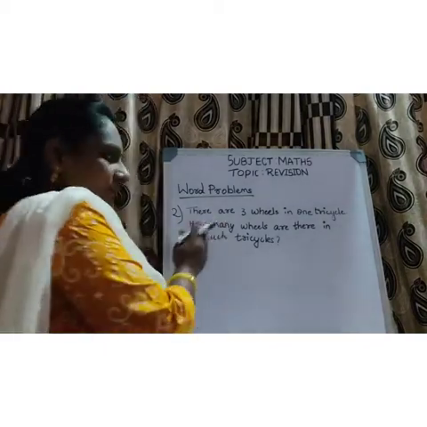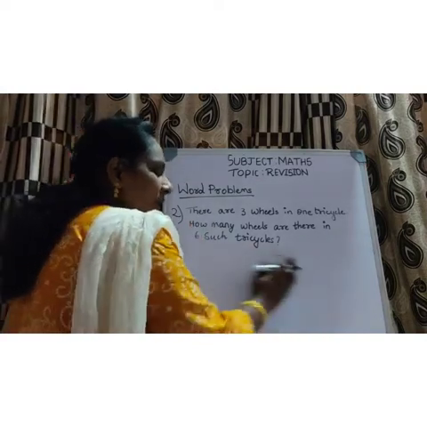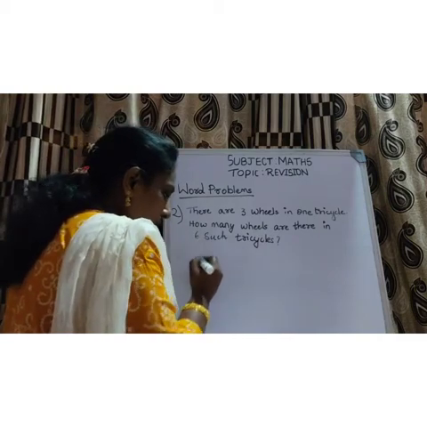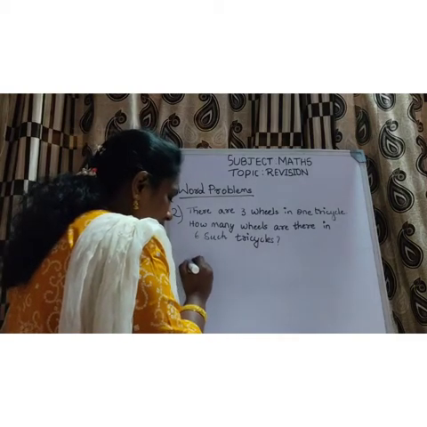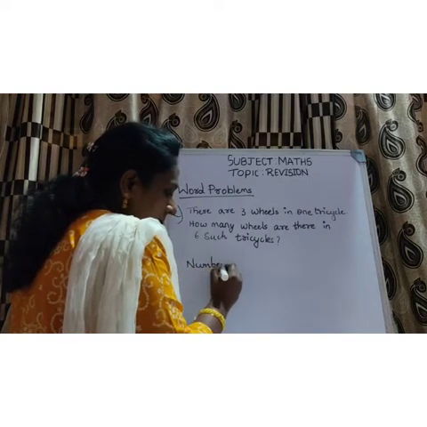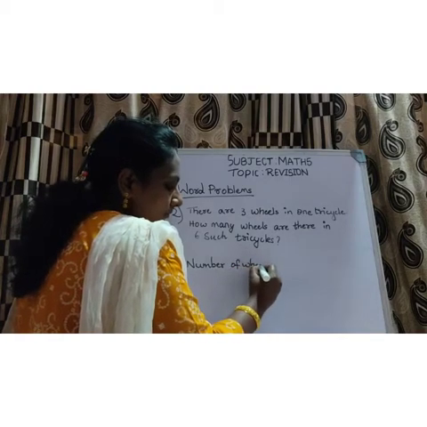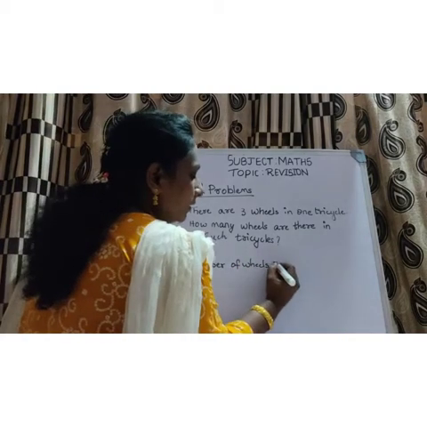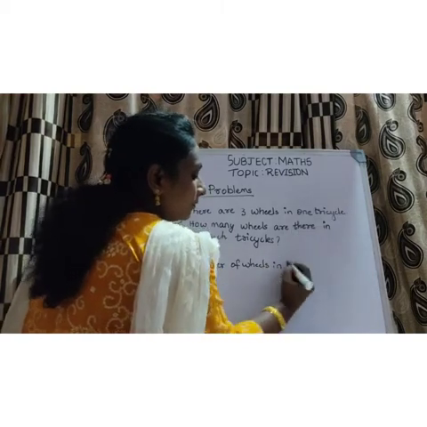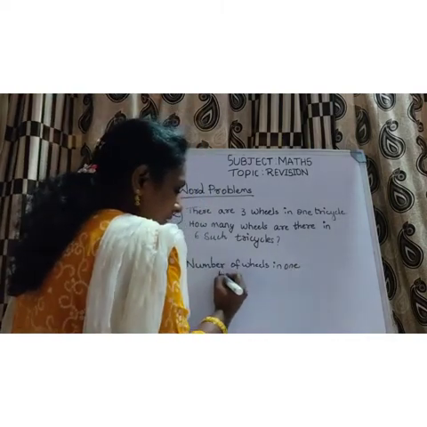First, after writing the question, what should you do? Leave 2 lines to write the carryover. After leaving the 2 lines, start the statement: number of wheels in one tricycle.